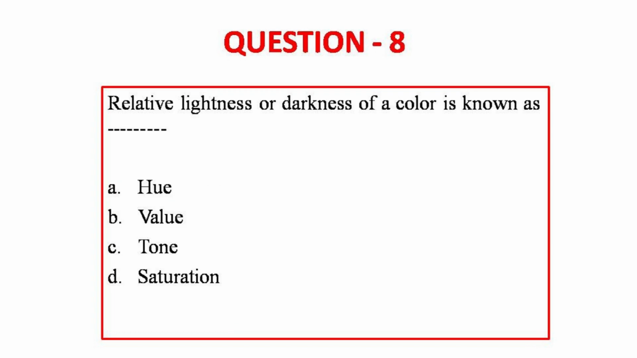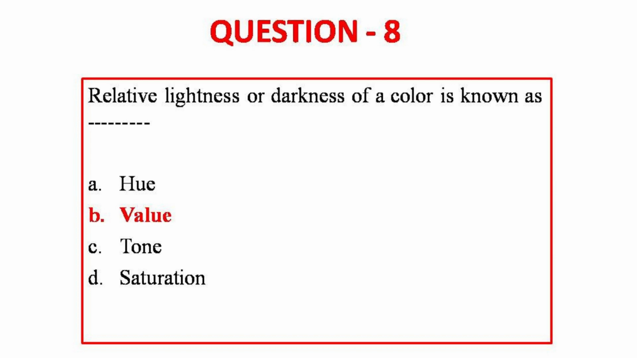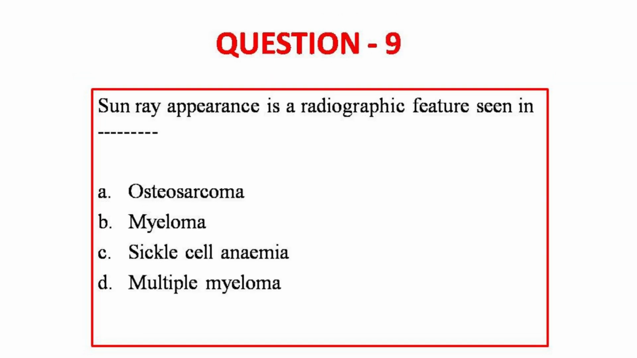Question 8. Relative lightness or darkness of a color is known as dash. They've given the options hue, value, tone, saturation. So for relative lightness or darkness of a color, the answer is value. When you say it is a lighter shade or a dark shade, light blue, dark blue, that is called the value of the color. Hue is different, tone is different, and saturation is different.